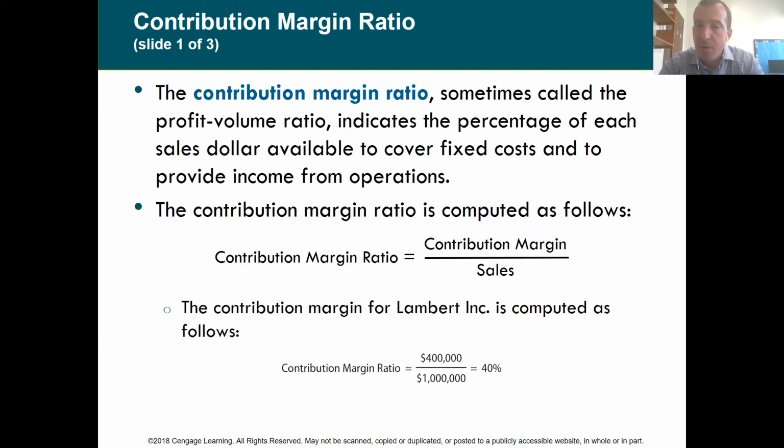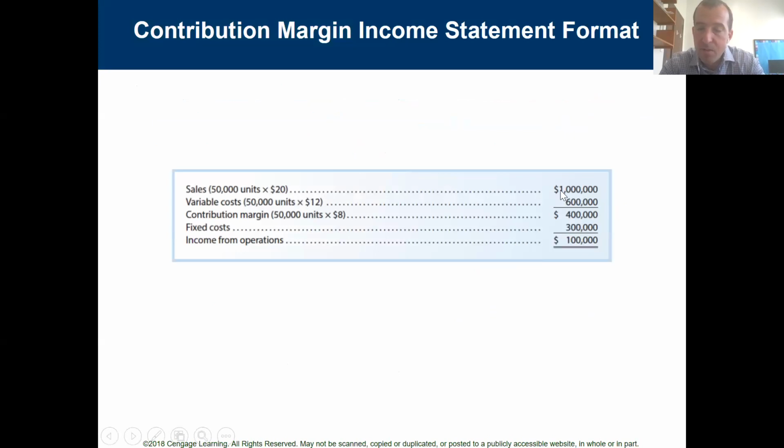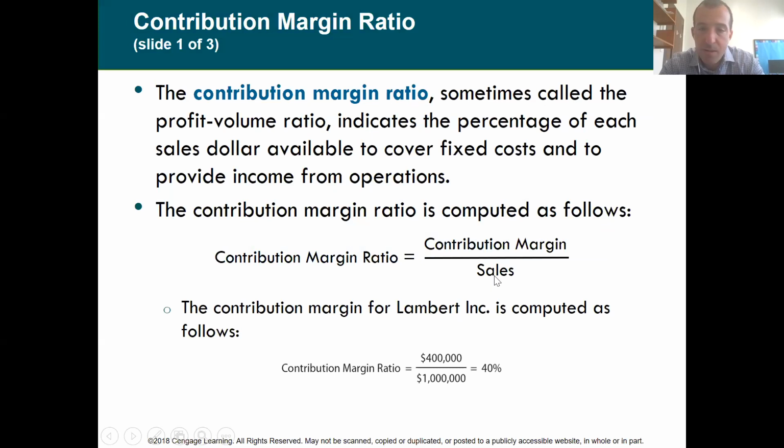Another way to look at contribution margin is as a percentage of sales. The formula would be contribution margin divided by sales. So in the previous example, sales are $1 million and contribution margin is $400,000. When we calculate contribution margin divided by sales, we get $400,000 divided by $1 million, and that equals 40%.